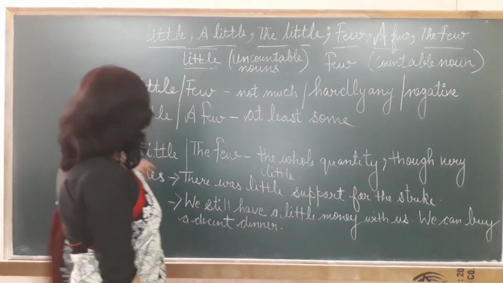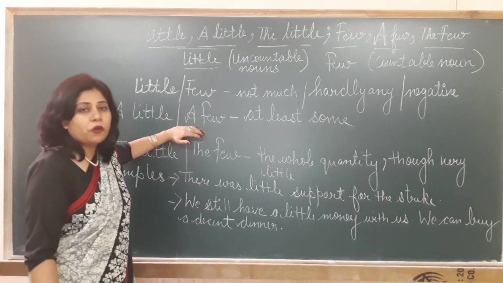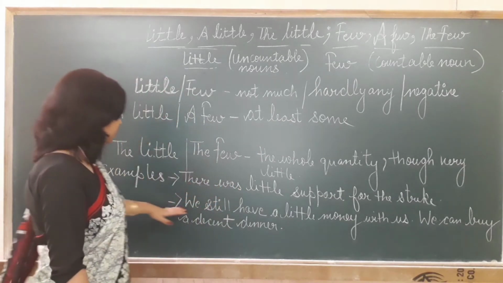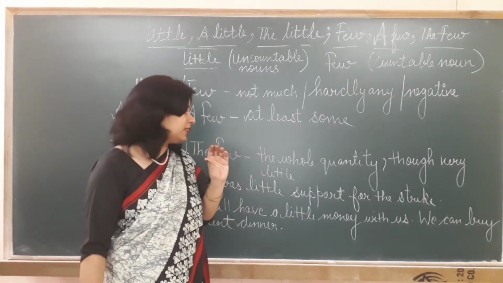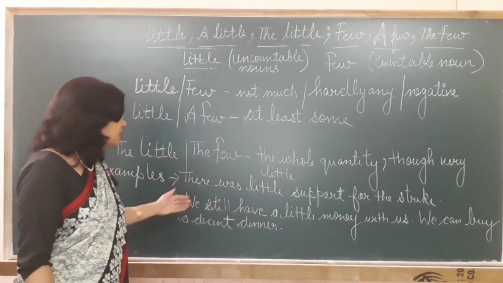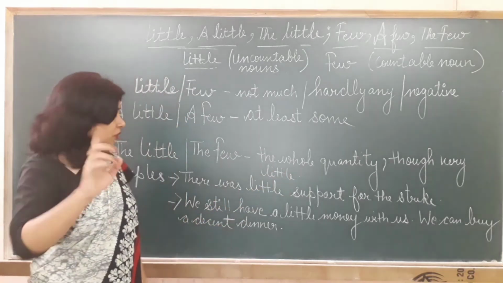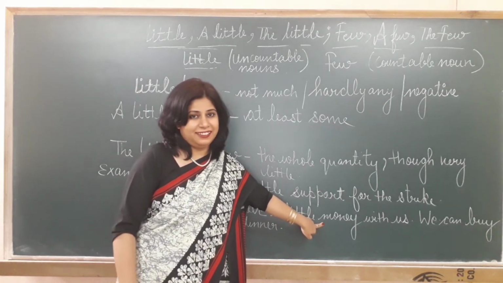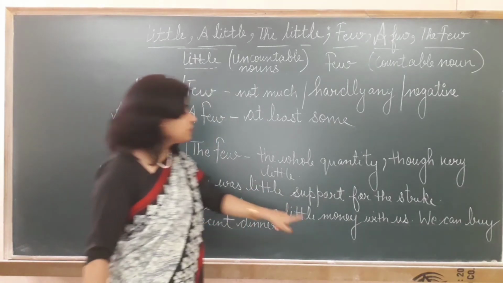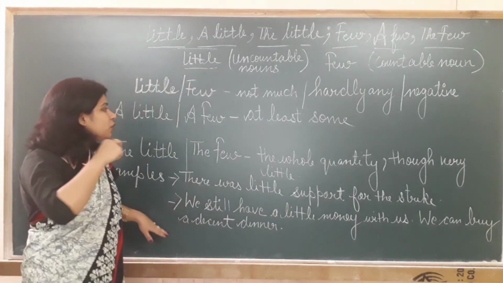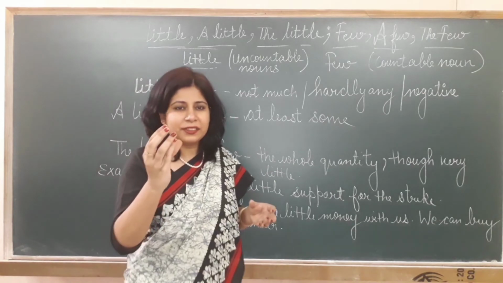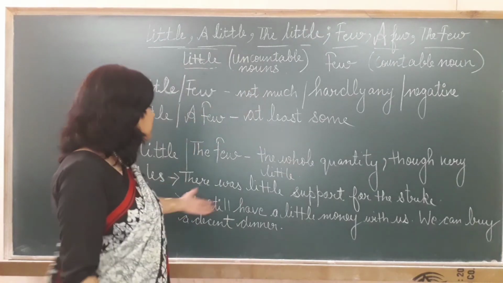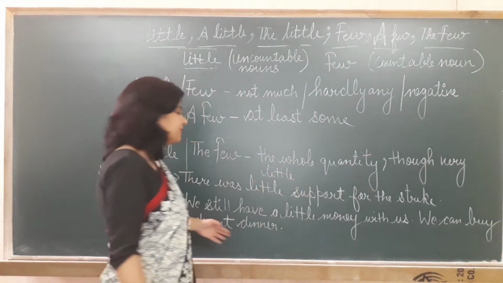Fine. Next, a little, a few denote at least some. For example, we still have a little money with us. We can buy a decent dinner. Girls, note it down here. Money we consider as uncountable. Alright, so that's why I have used a little. So through this sentence, I want to convey that at least some, that we can buy a decent dinner. We can have dinner. Fine. So we still have a little money with us. We can buy a decent dinner.